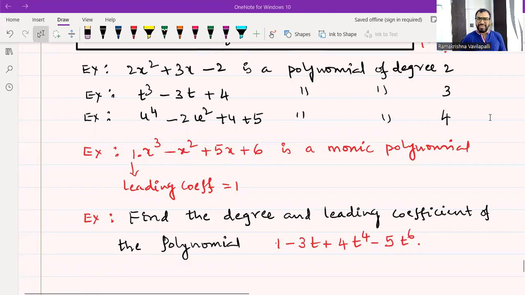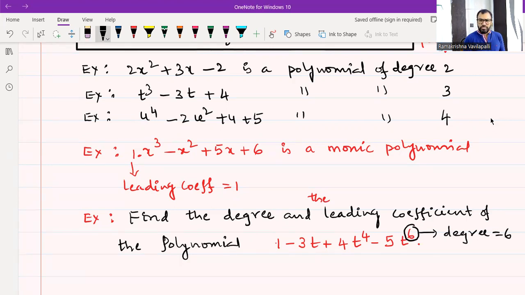Here is an example. Find the degree and the leading coefficient of the polynomial. Remember here, this highest power is 6. So this is known as the degree. So here the degree is equal to 6.